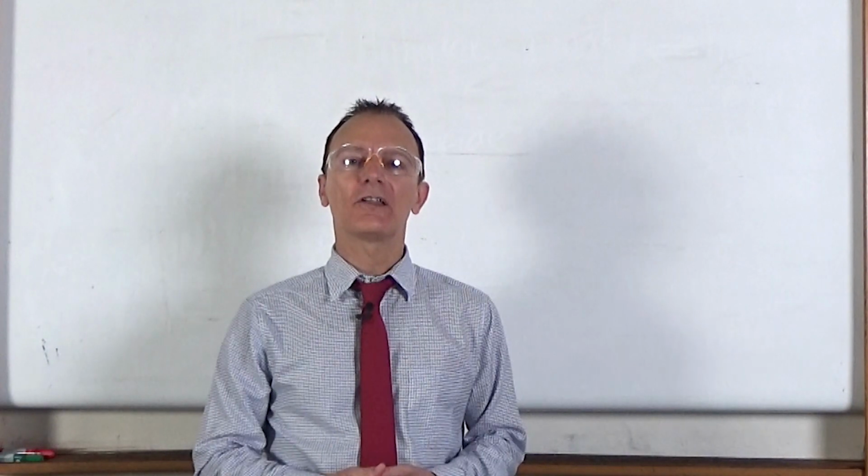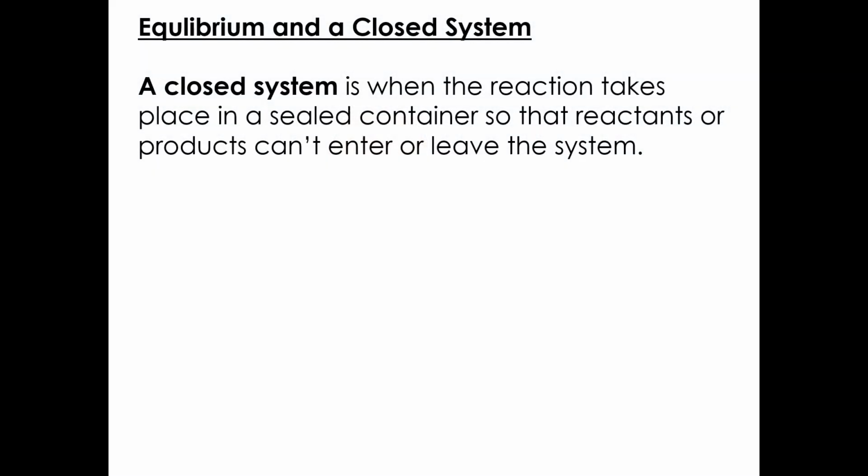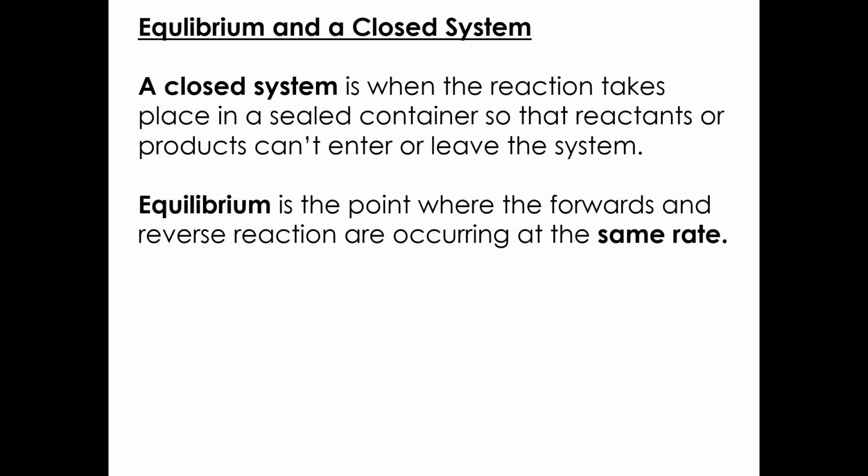We're now going to take a look at equilibrium and Le Chatelier's principle. A closed system is when the reaction takes place in a sealed container so that the reactants or products can't enter or leave the system. So imagine you've put a couple of reactants together in a conical flask and you've sealed it closed with a rubber bung. Equilibrium is the point where the forwards and reverse reaction are occurring at the same rate. And make sure you learn these two definitions for your exam.